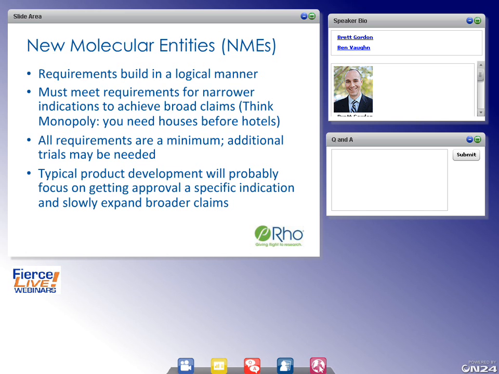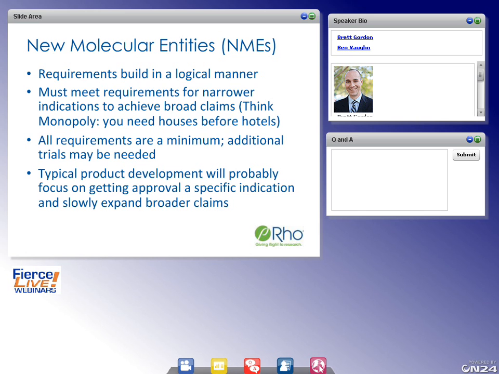So one thing that I do want to note is that when I talk about studies or trials today, in general, I'm referring to adequate and well-controlled studies, meaning studies that are in randomized populations and are designed to establish superiority to either a placebo or an active control.